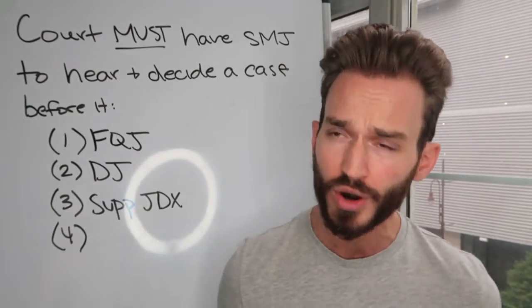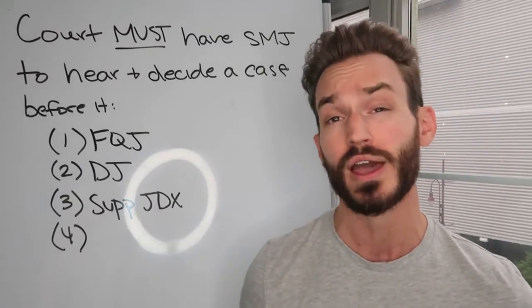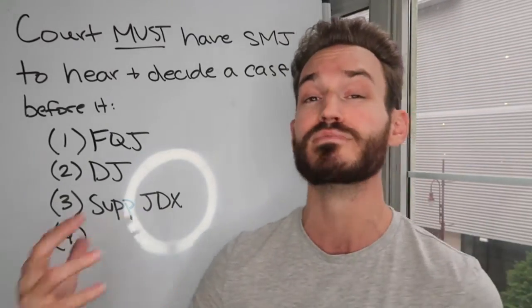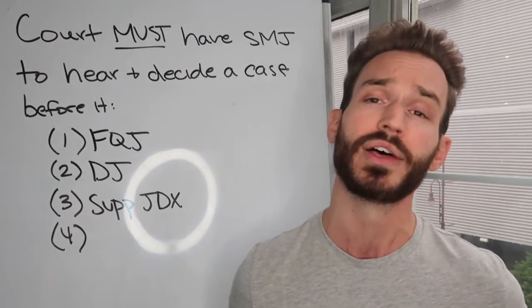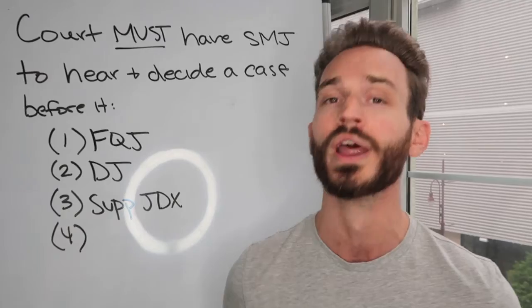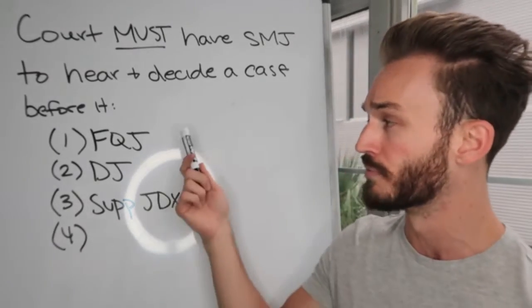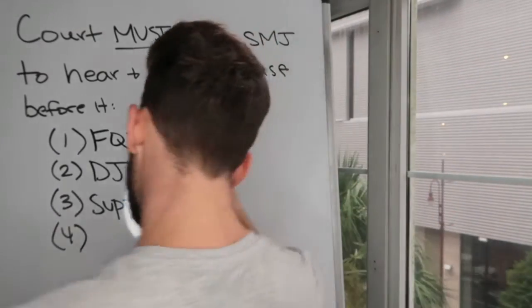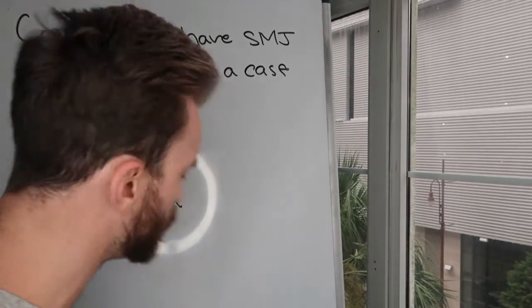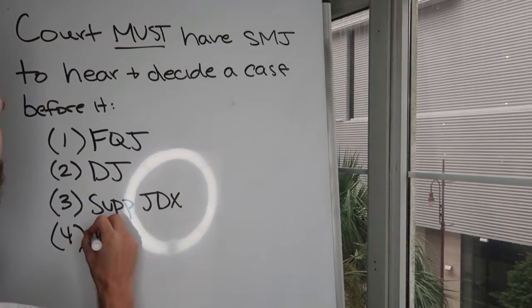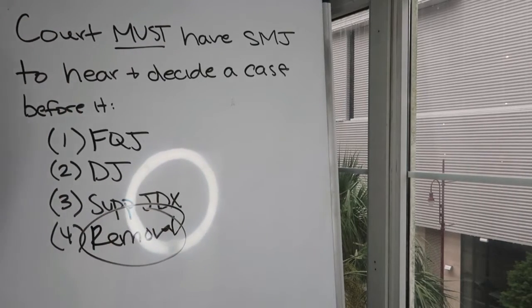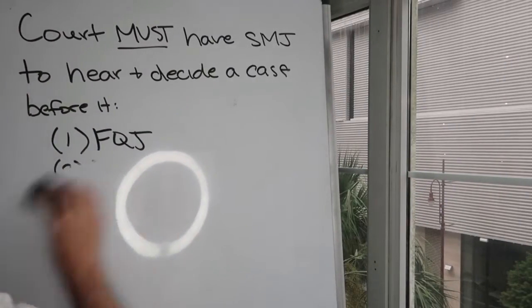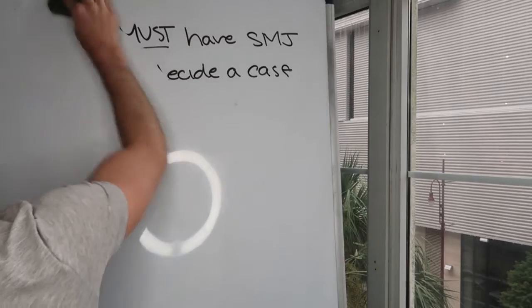But remember, in short, subject matter jurisdiction is merely a requirement that a civil court must meet in order to have the authority to hear and decide a case before it. Remember, I like to say there's 4 ways a federal court can obtain subject matter jurisdiction. Number 1, federal question jurisdiction. Number 2, diversity. Number 3, supplemental jurisdiction. And number 4, the subject of today's video, which is removal. So the big question is going to be, how does a federal court obtain subject matter jurisdiction under removal?